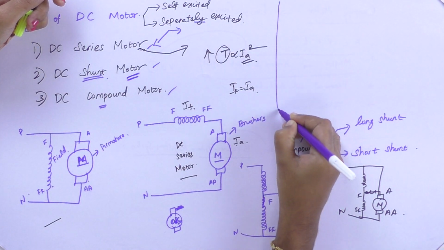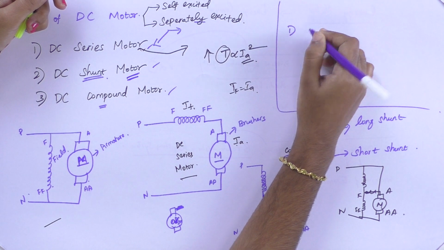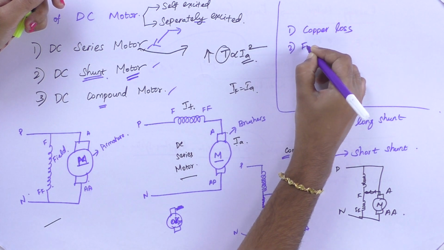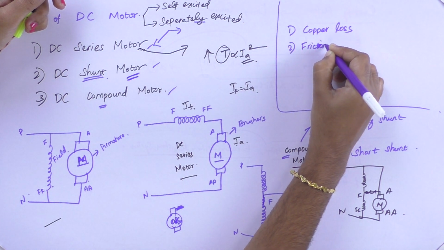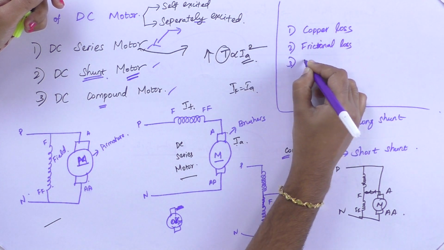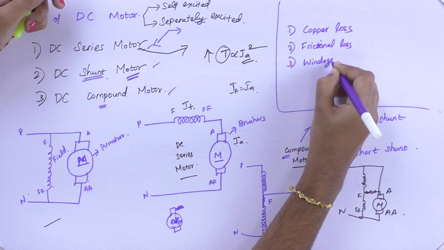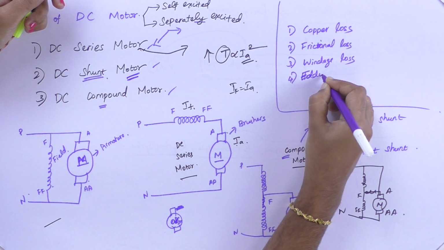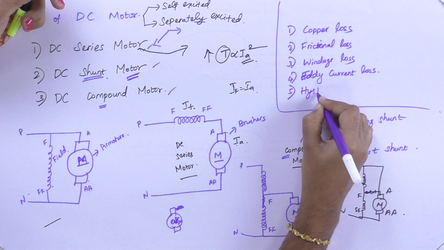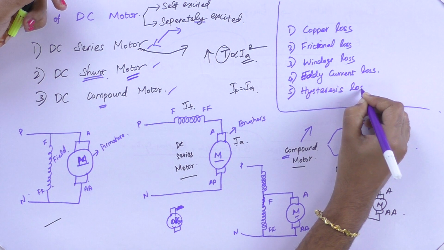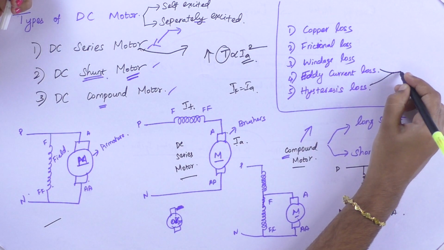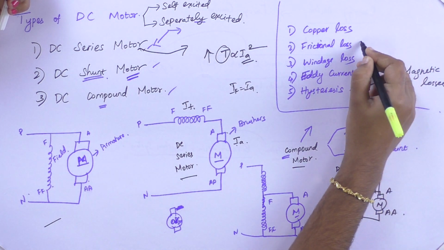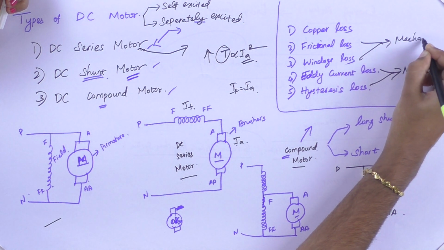The next is the losses that occur in the DC motor. Basically there will be losses called copper loss, frictional loss, windage loss, hysteresis loss, eddy current loss. These two losses, hysteresis and eddy current, are called magnetic losses. These two losses, frictional and windage, are called mechanical losses.